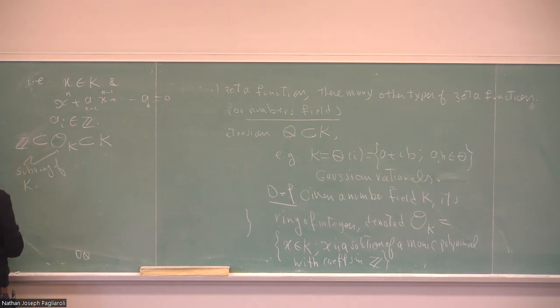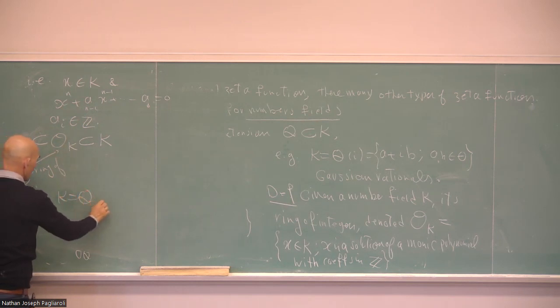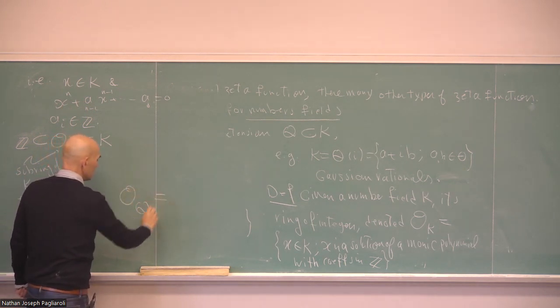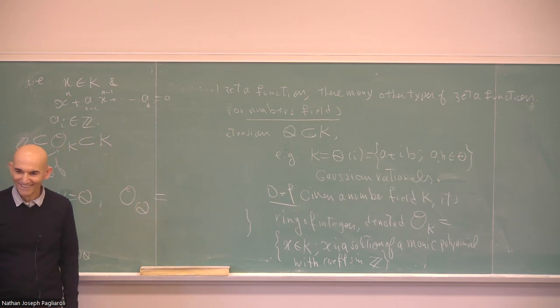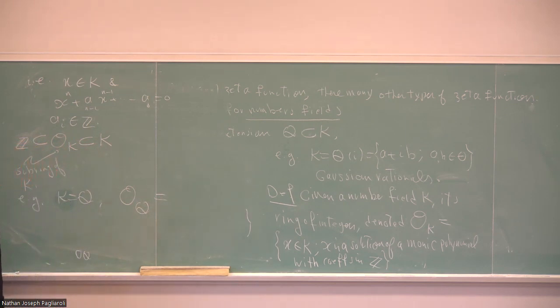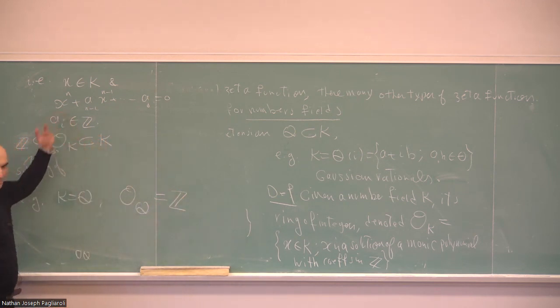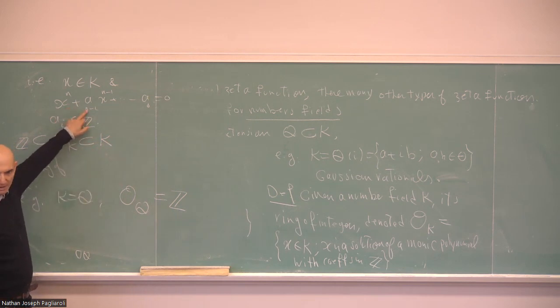Yeah, that's good. So here are some examples. For K equal to Q, what is O_Q? It's Z, yeah. So you can go to your undergraduate calculus class and define integers for them according to this. You check that if x satisfies such an equation, then it indeed is just an integer.